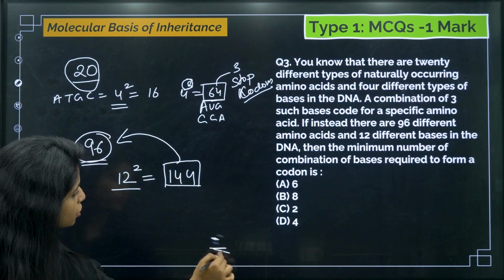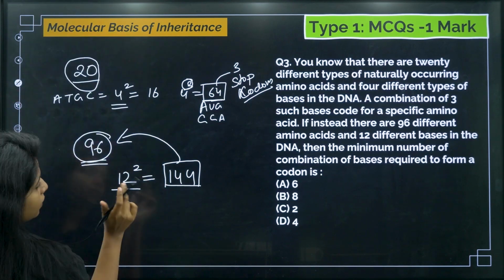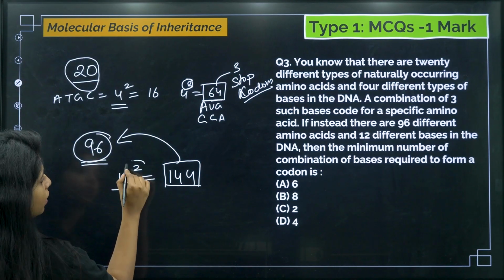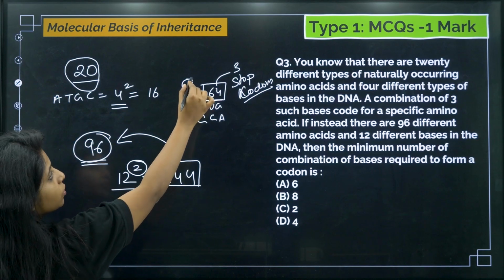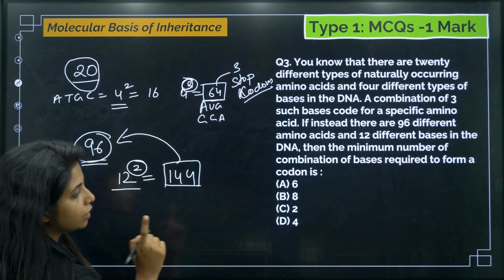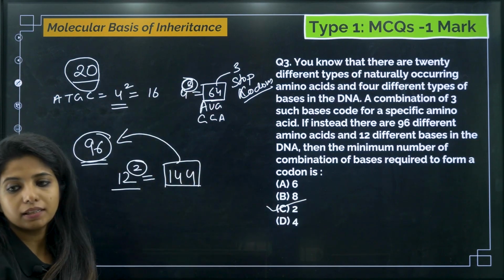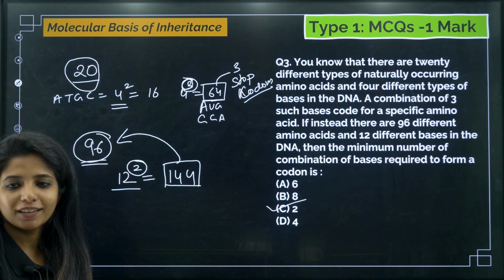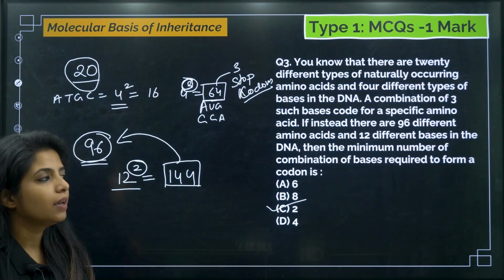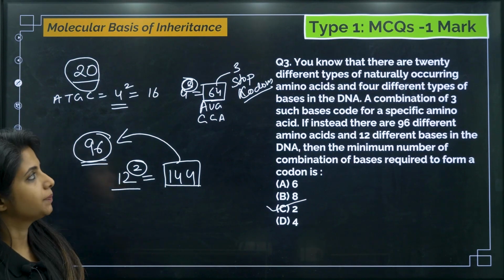So with this information, I get to know that the number of combinations that should be there should be at least 2. Over here, it was at least 3. So here, it should be 2, and with this, we get this as the answer. Fine? Works. I know this is a little tricky, but then we have to study.